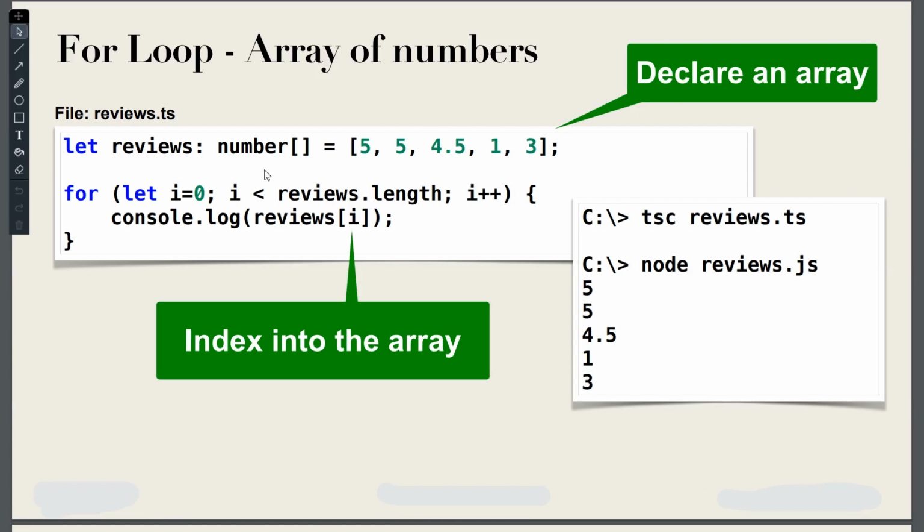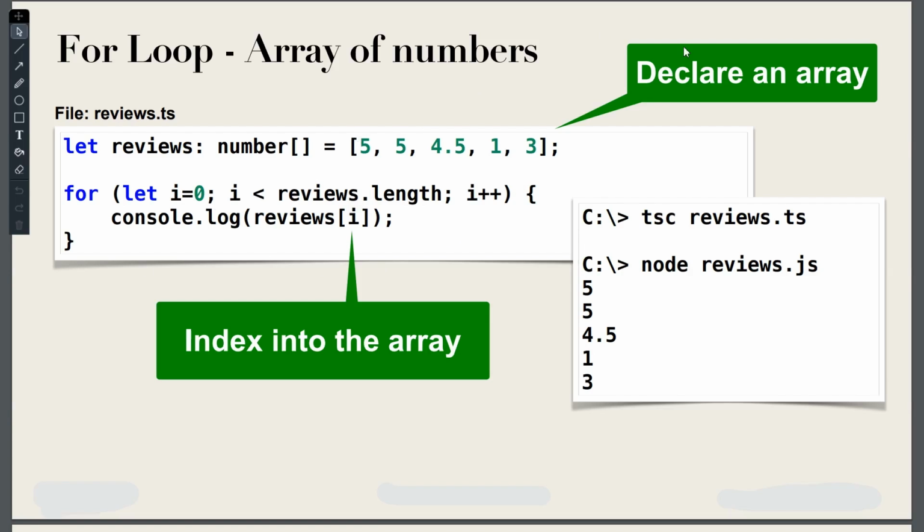Secondly, we have a for loop for an array. We define a reviews array with the data type number, and we define some reviews. Then we define the length, and with respect to the length we print the reviews of the array. This is very commonly used in projects. Inside a project, we loop over the array. It's very important, guys.